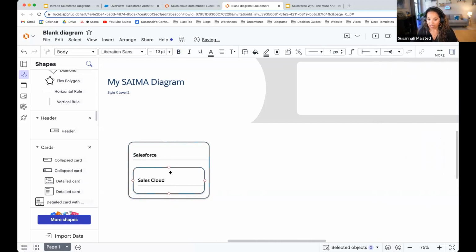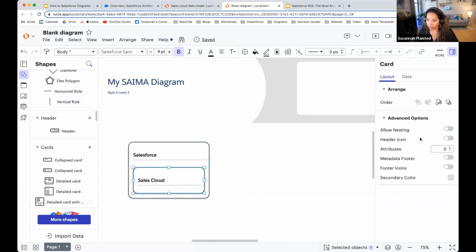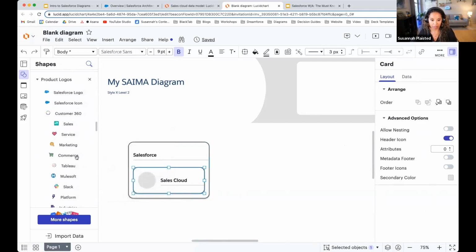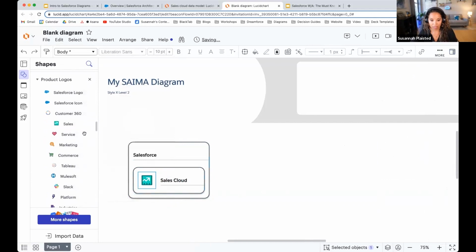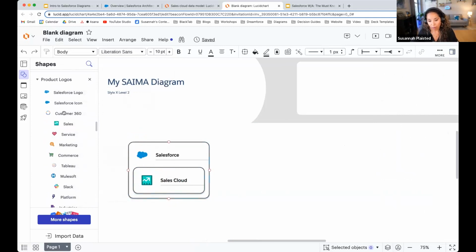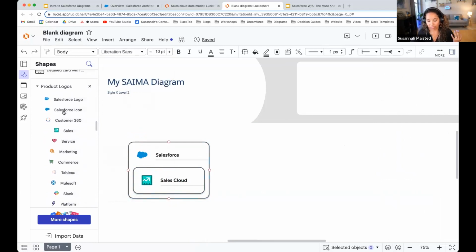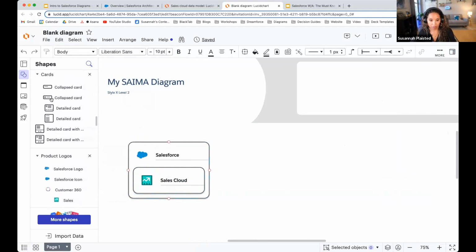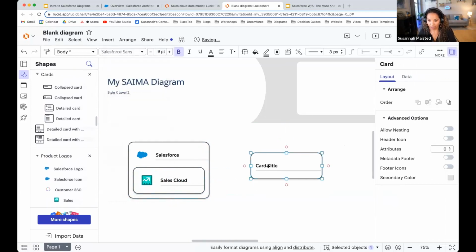And then very easily you can get at some of these attributes. So maybe I want to include my Sales Cloud icon, for example. I can go down here and grab it. Maybe I want to be really fancy and include my Salesforce logo as well. But let's go back to the data model examples that Matt was talking about. You also might want to have an account, for example.